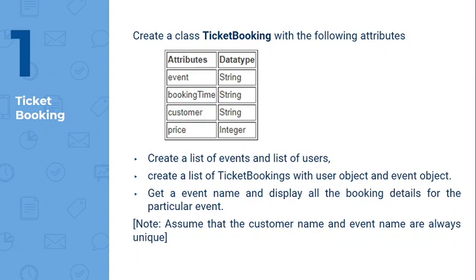Next, we have to create a list of events, list of users, and list of ticket bookings with user object and event object. Next, we have to get an event name and display all the booking details for that particular event. And we have to assume that the customer name and event name are always unique.